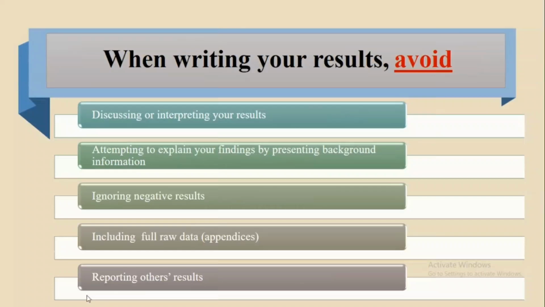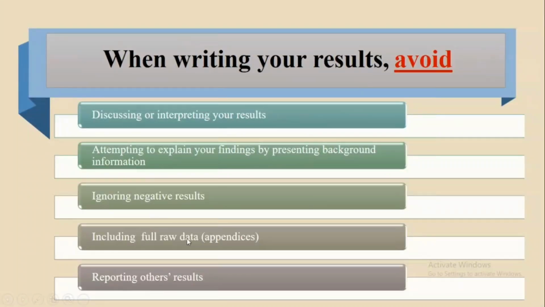Avoid discussing or interpreting the results because you are only reporting here. Avoid attempting to explain your findings by presenting background information, for example, saying there is a relationship as I expected because I am a math teacher. That is over-interpreting, and you are mentioning background that is not related to the quantitative findings. Never ignore the negative results.